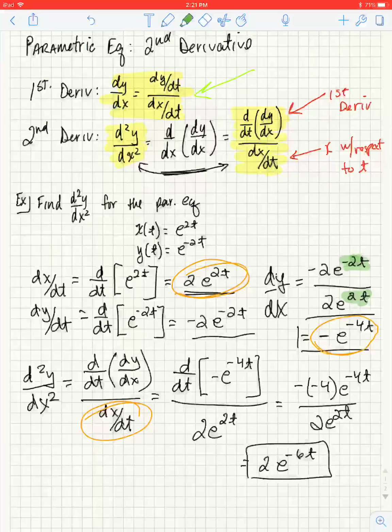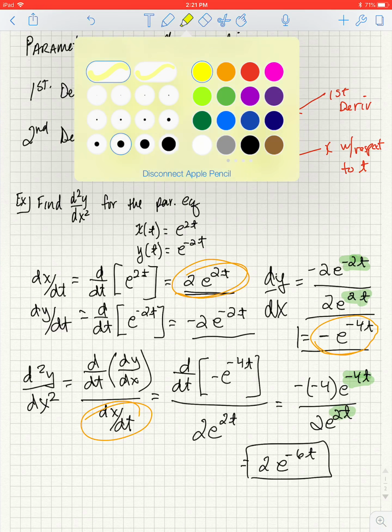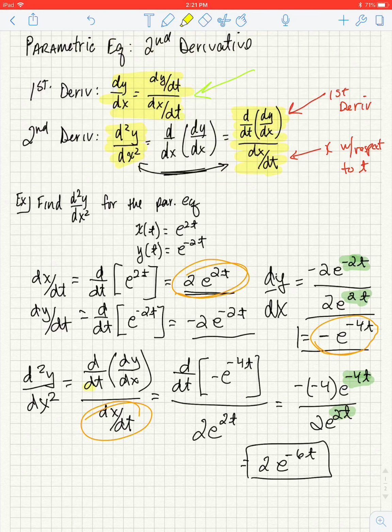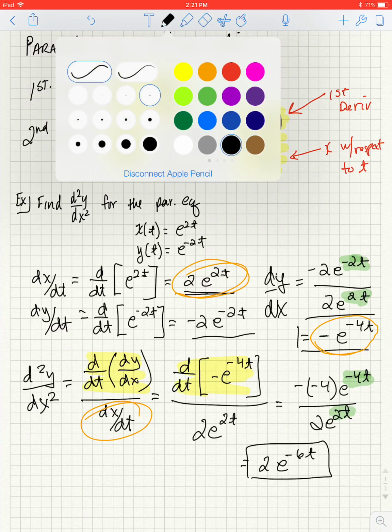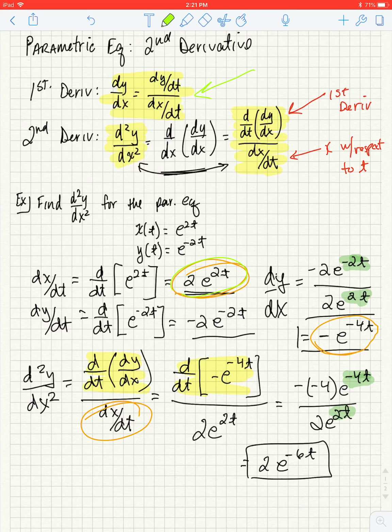Again, don't forget exponent rules, right? And again, I'll just try to go through a couple things here. Notice when I took the derivative, and also when you're doing the second derivative, you need part of the first derivative.